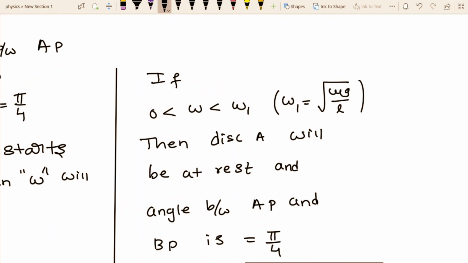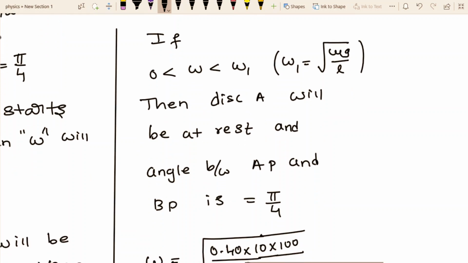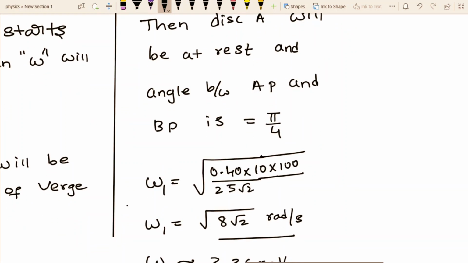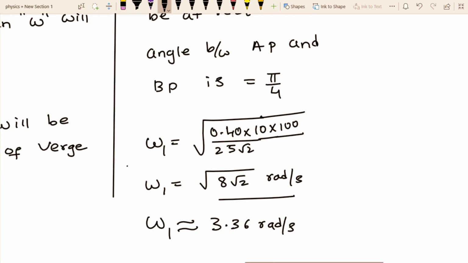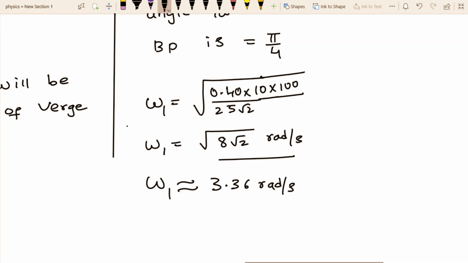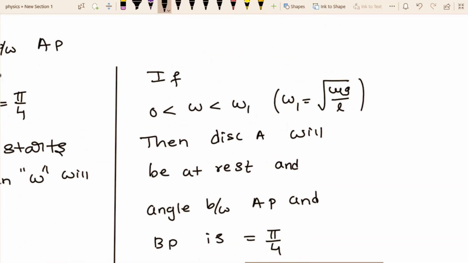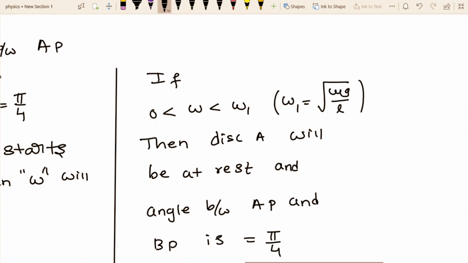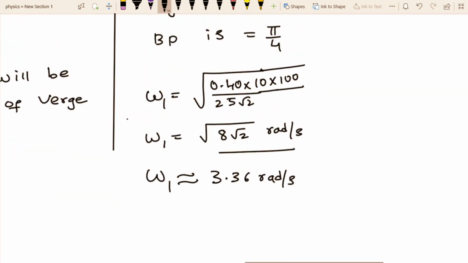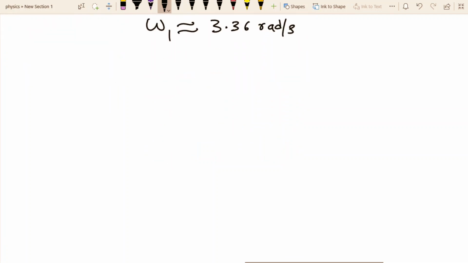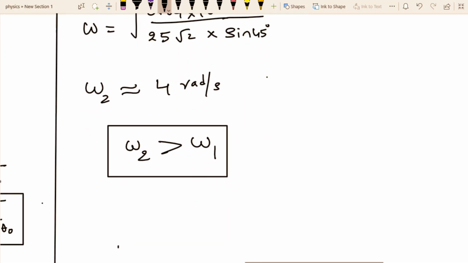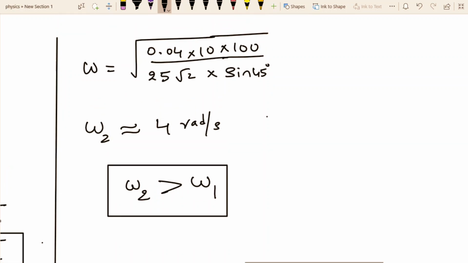Here we have already noted, if at the initial moment, at the time t equal to 0, the angle between the both strings is pi by 4. But with time, the angular velocity will gradually increase, and first of all, the angular velocity will reach 3.36 radian per second. At that instant, the disk A will start sliding. After a few minutes, again the angular velocity will reach 4 radian per second, and then the disk B will start sliding.